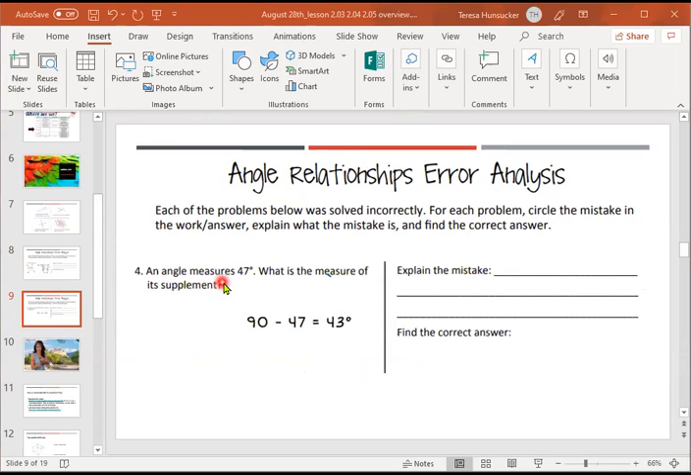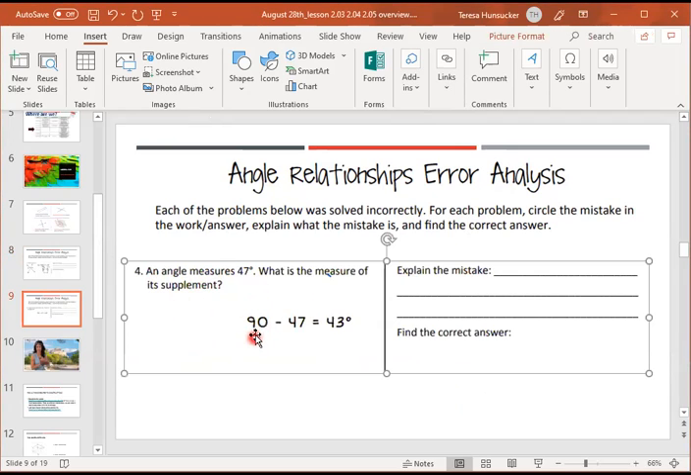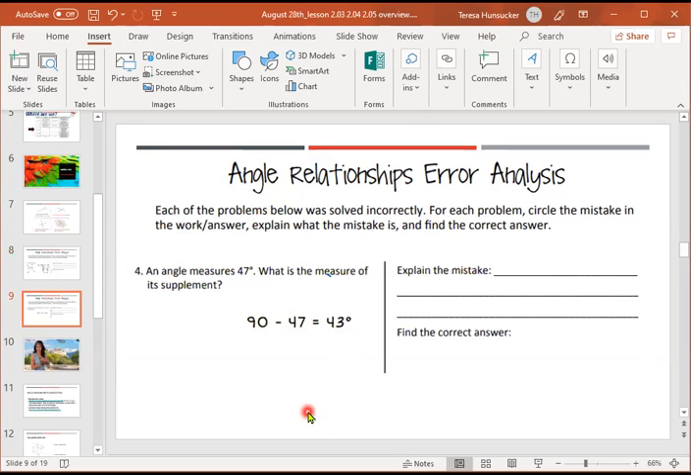Check this out. An angle measures 47 degrees. What's the measure of its supplement? And here's the work. This student did 90 minus 47 equals 43. All right, 1 minute to think, and then we're going to put our answers in the chat as soon as you hear the timer go off, okay?